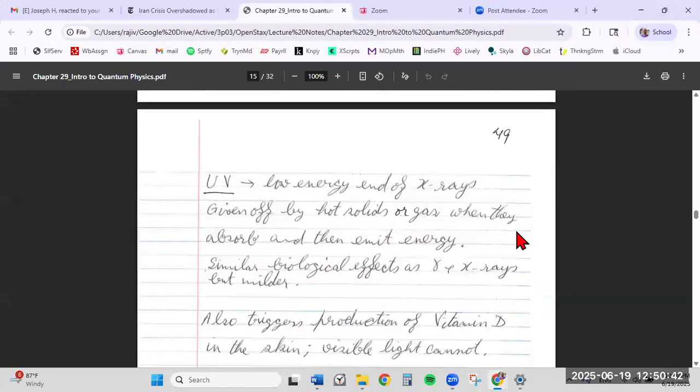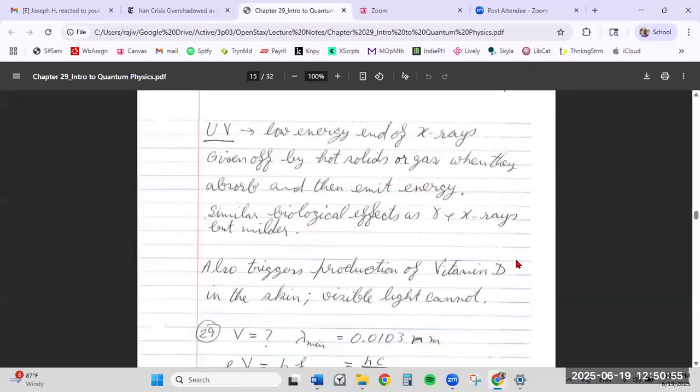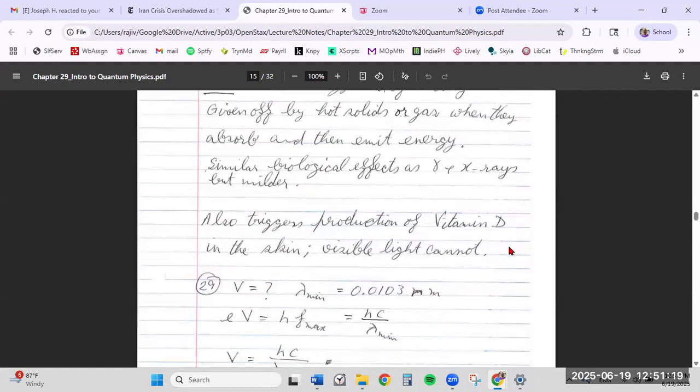Okay, so beyond X-rays, we get to ultraviolet rays, and these are given off by hot solids or gas when they absorb and then re-emit energy. They have similar biological effects as gamma and X-rays, but milder. And that's why if you are in the sun for long, it's best to use sunblock, because sunlight has a good amount of ultraviolet radiation, and that can be dangerous for the skin.